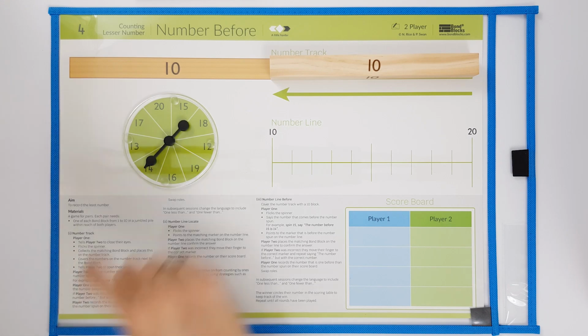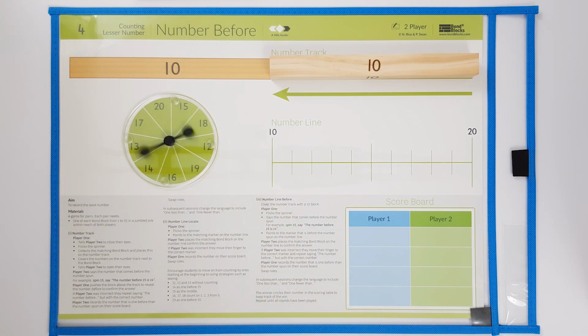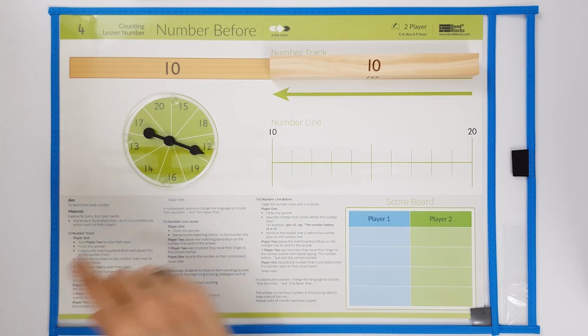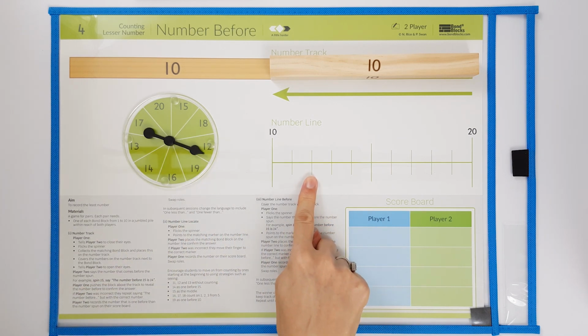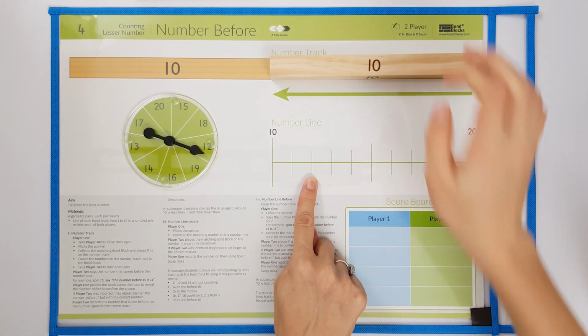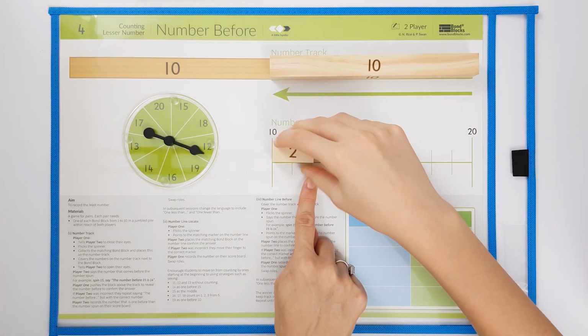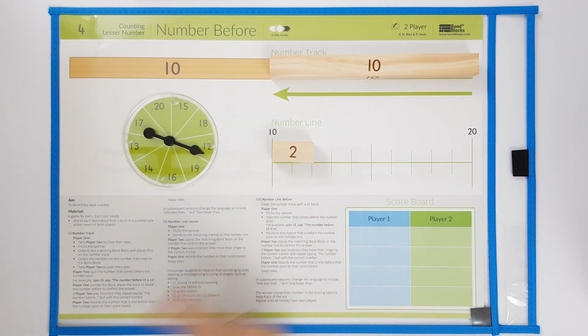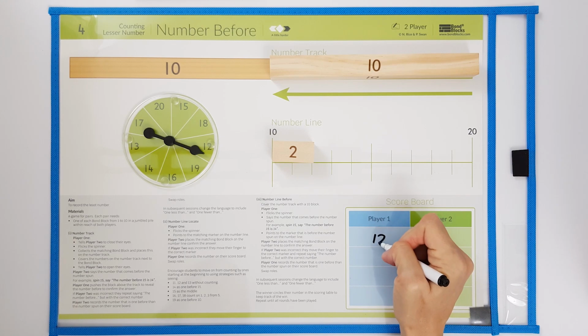I'll go first as player 1. I flick the spinner and I need to point to that number on the number line. I think number 12 is here. I have Karis here with me. Hello. And she's going to check. You're correct. So I write down 12 as my score.